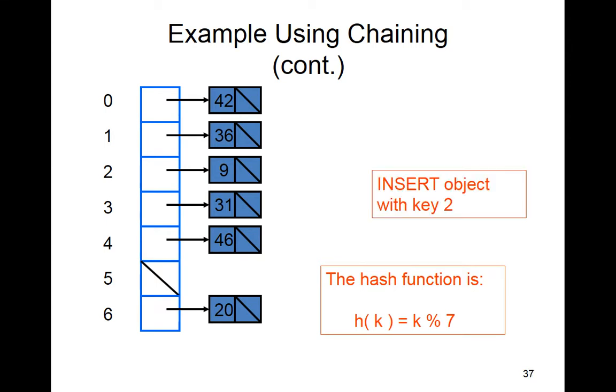Now, what happens when I have a collision? So first of all, if I try to now insert something with a key value of 2, 2 mod 7 is 2, because the remainder is 2 when you try to divide by 7.